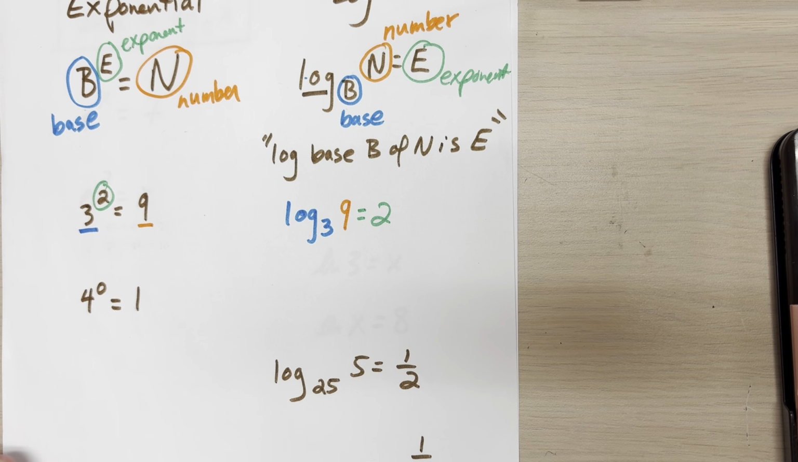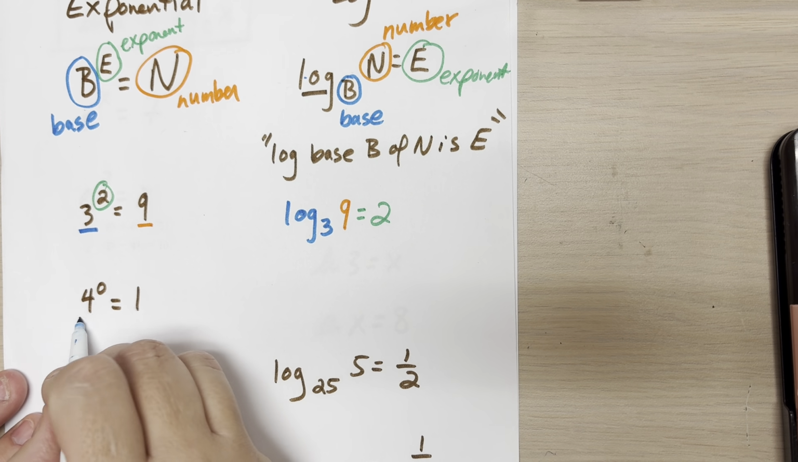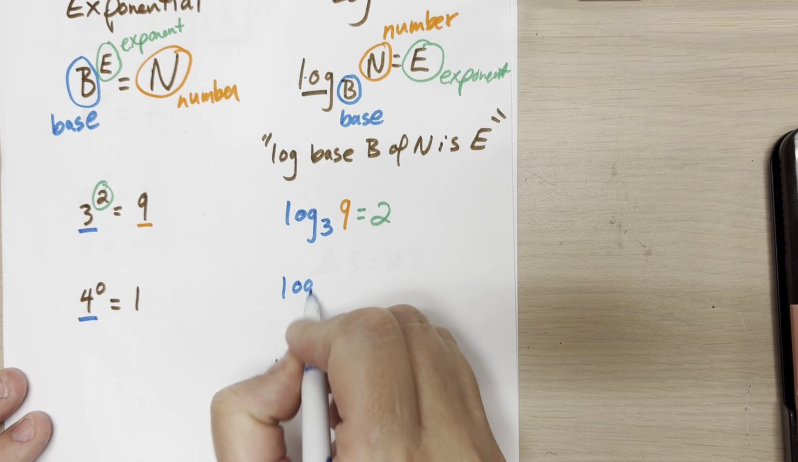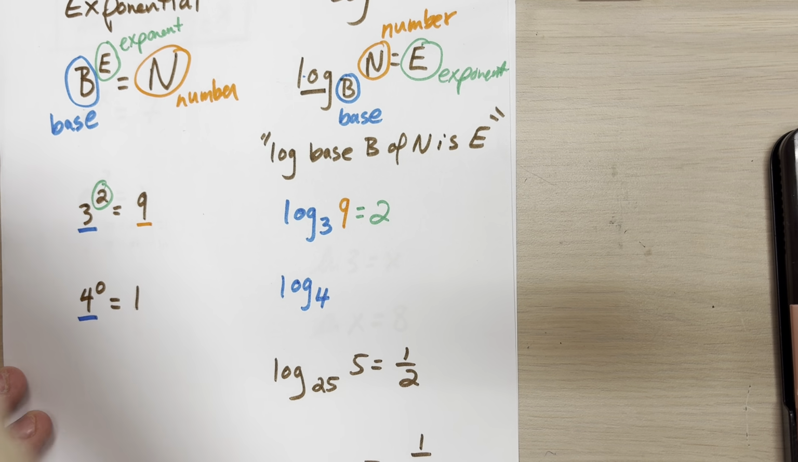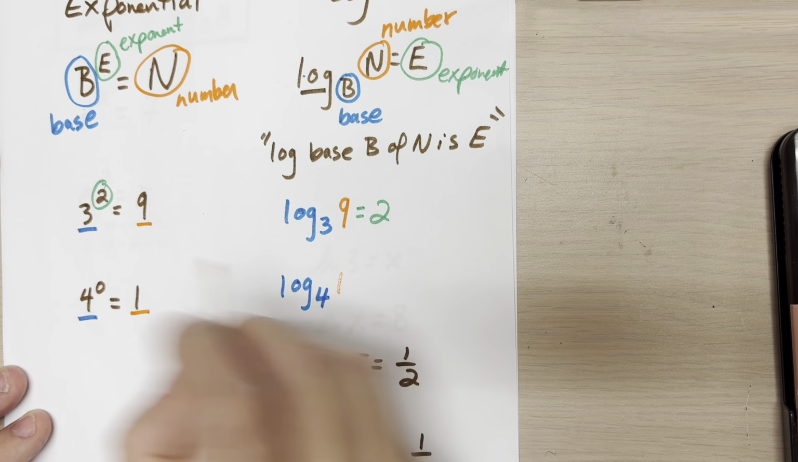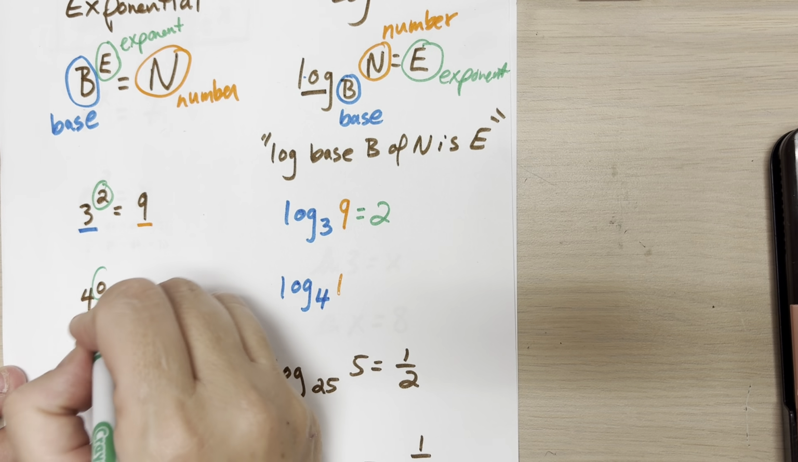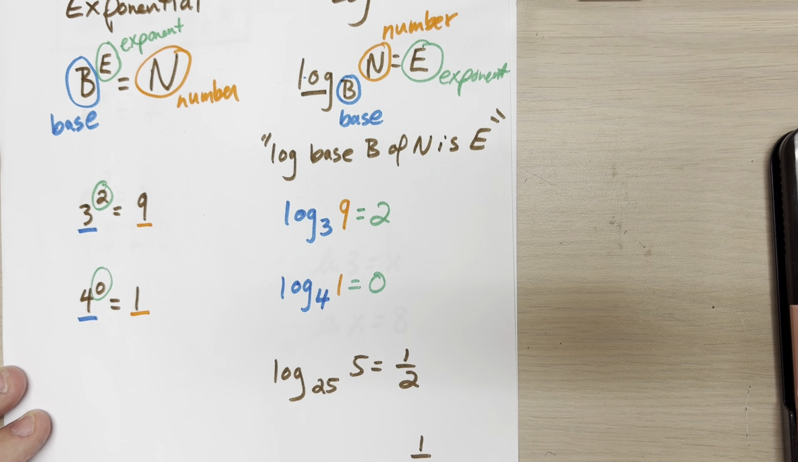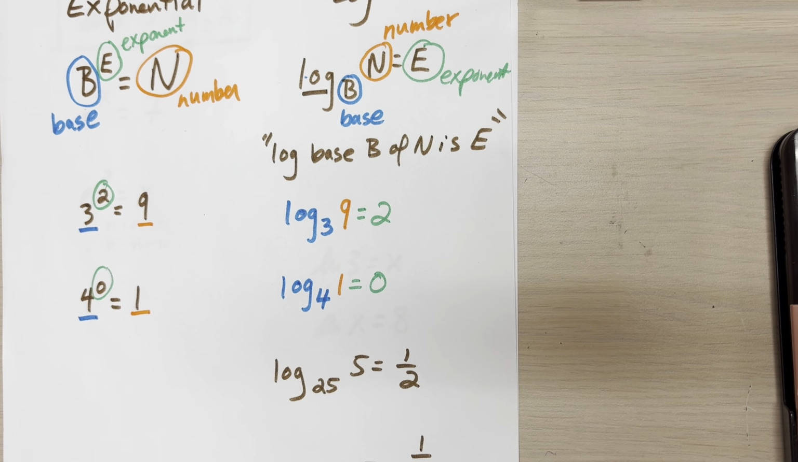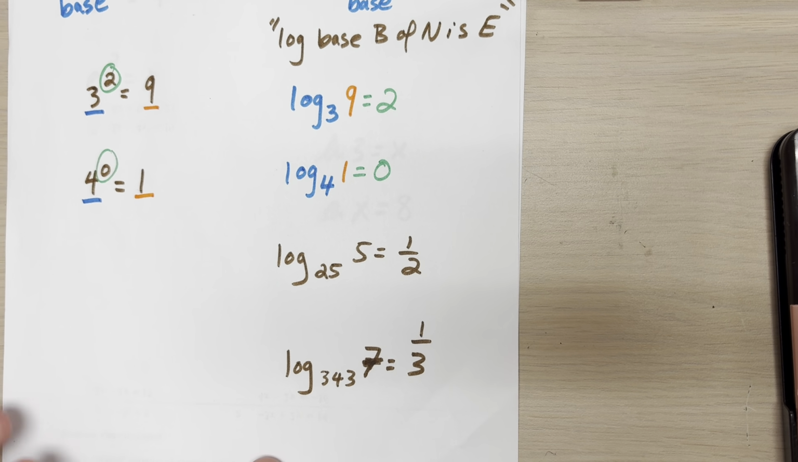Similarly, with the next one, 4 to the 0 is 1. The base is 4. So we will say log base 4 of the number 1 equals the exponent 0. Not too bad. Let's try to go the other way.